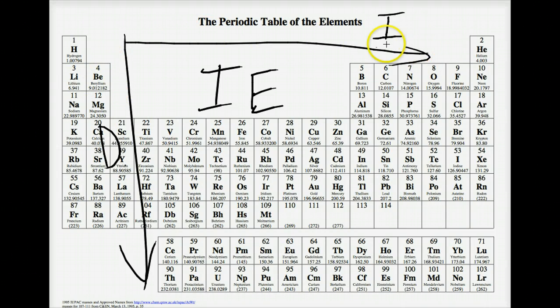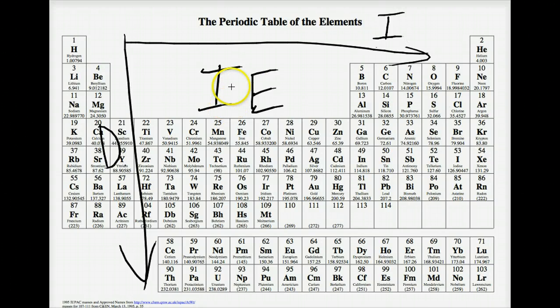Attraction, as we go across the periodic table, is increasing. Effective nuclear charge is increasing. So that means there's more attraction. It's harder to pluck an electron away, so ionization energy goes up. That makes perfect sense.